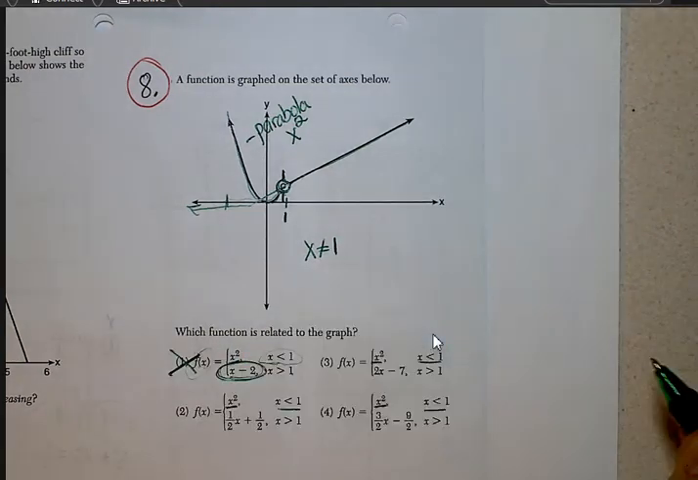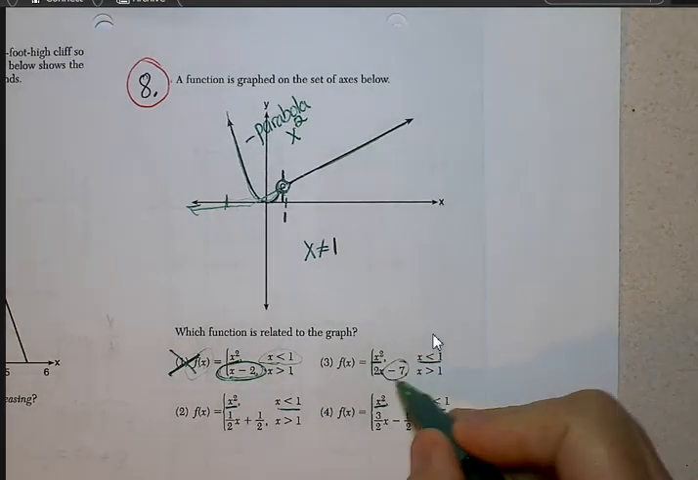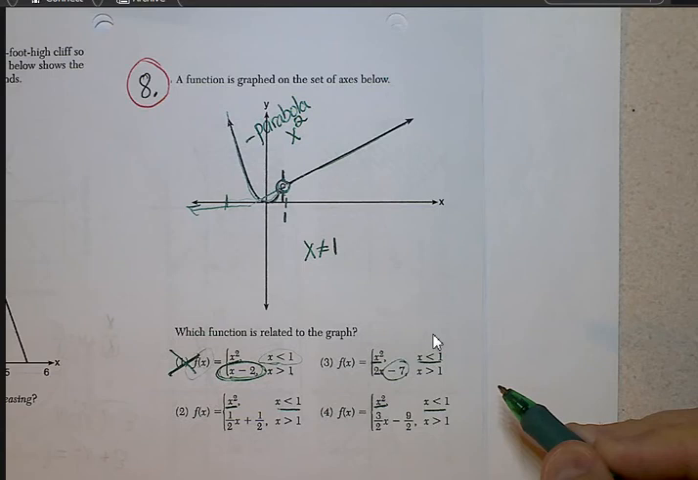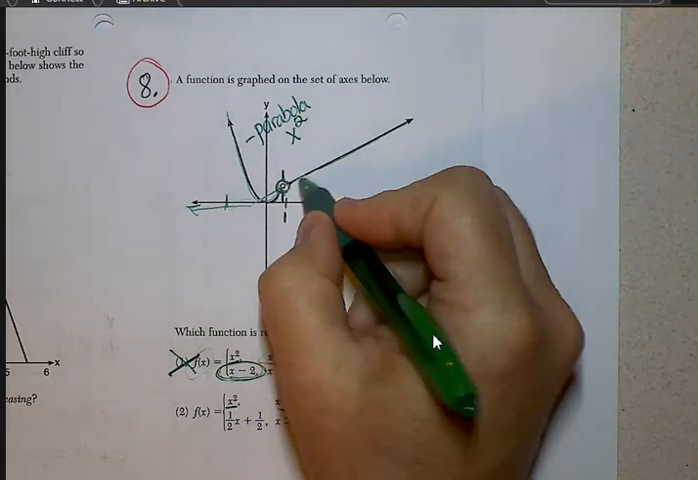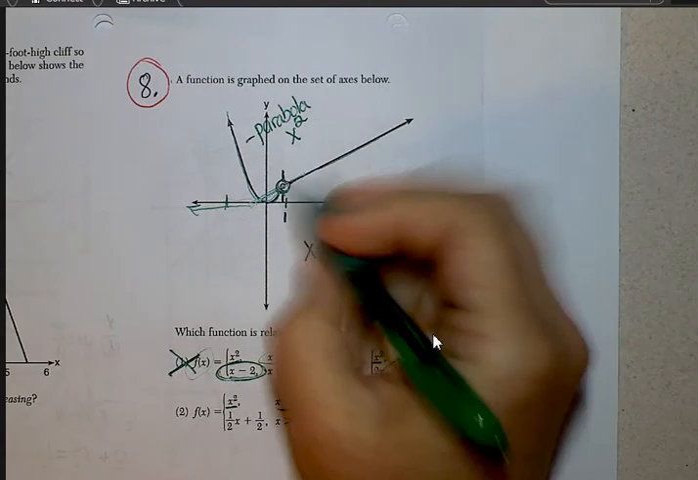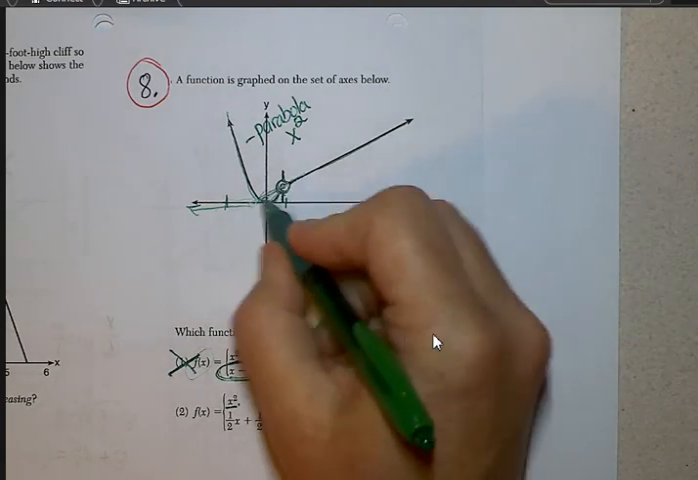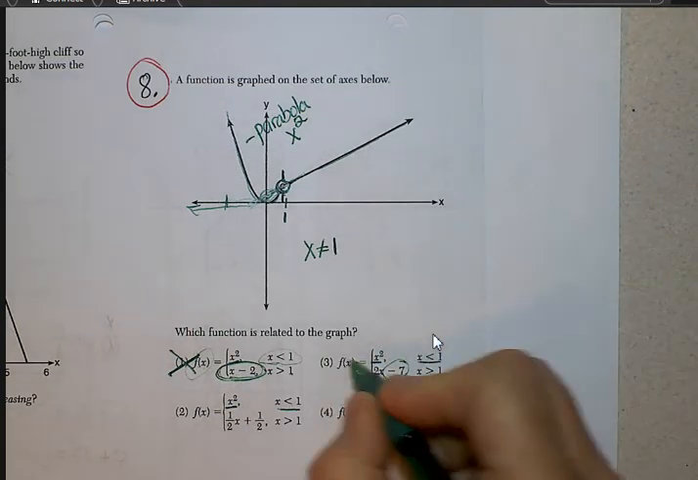All right, same thing here. This is a 2x minus 7. The y-intercept is going to be a negative 7. If I take this graph back, I'm not going to get that. I'm not going to hit the y-axis at negative 7. I'm hitting the y-axis at a positive value, so I can get rid of this choice.